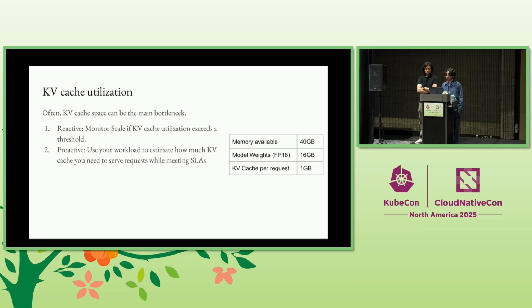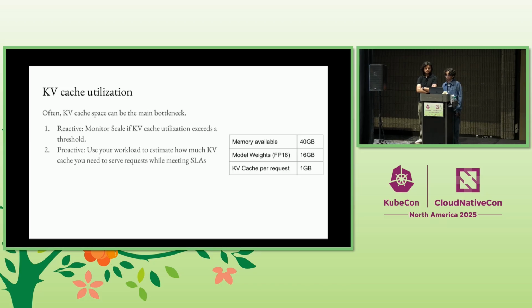Finally, since we talked about how KV cache can tend to become a bottleneck, a very important metric to target here, to auto-scale on, can also be how much KV cache space you're using up. You have 2 approaches here as well. The first one is reactive. You can monitor and scale if your KV cache utilization is exceeding a certain threshold. For example, if you're consistently running more than 90% of your GPU's capacity.